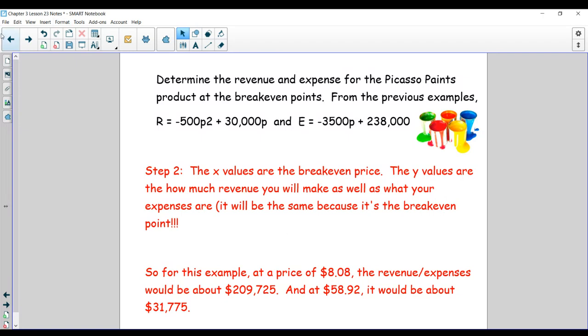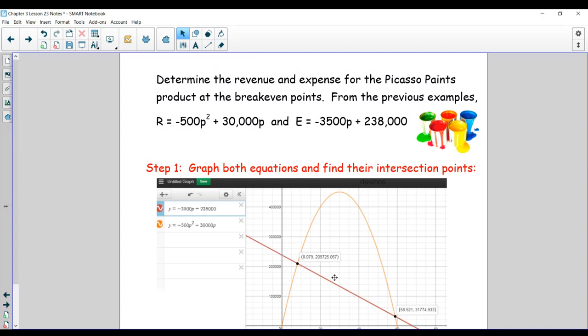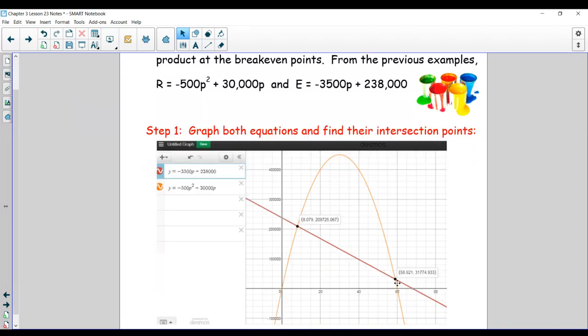So on this example, your price will be about $8.08, and your revenue/expenses will be a little bit more than 200, almost 210,000. And on this one down here, your price would be $58.92 with a revenue/expense of almost $32,000.